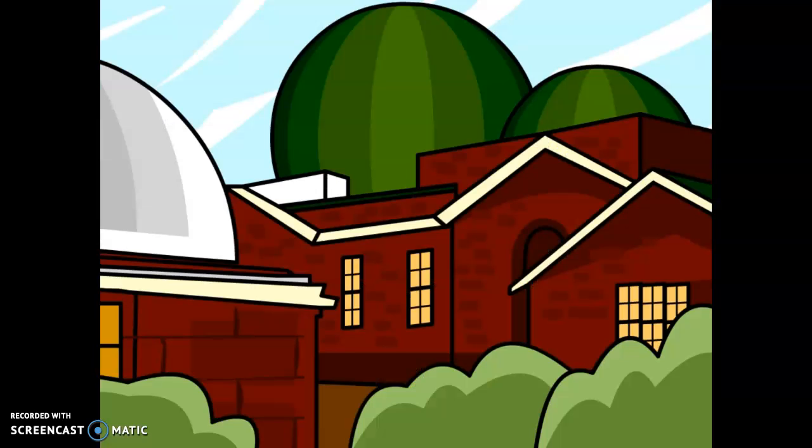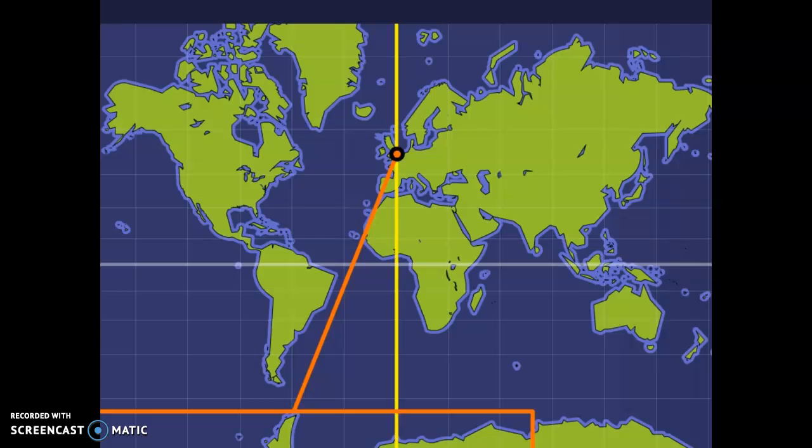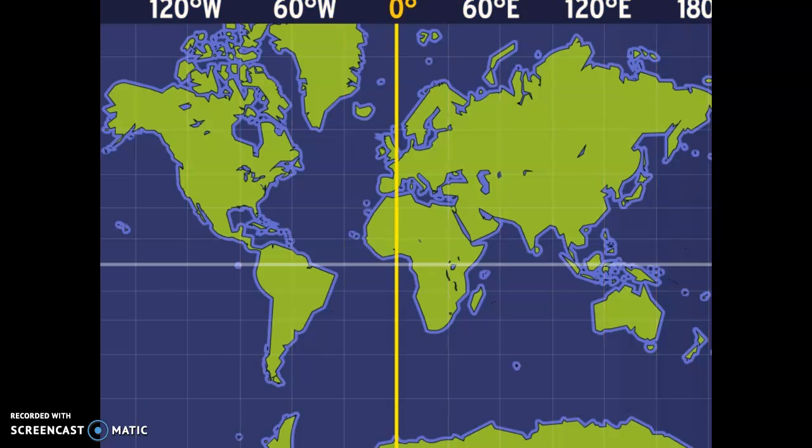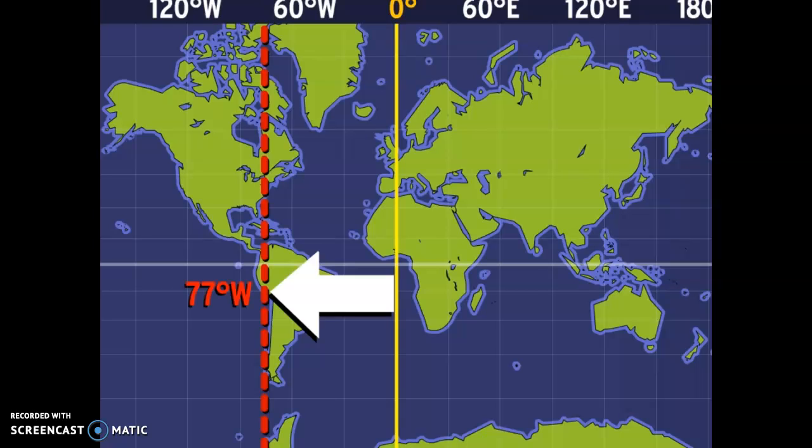There was an observatory at Greenwich where British astronomers had been studying longitude. The rest of the world relied on their findings, so when it came time to name a prime meridian, scientists around the world agreed on Greenwich. There are 180-degree lines to the east and west of the prime meridian. If you are 77 lines to the west of the prime meridian, your longitudinal location would be 77 degrees west.